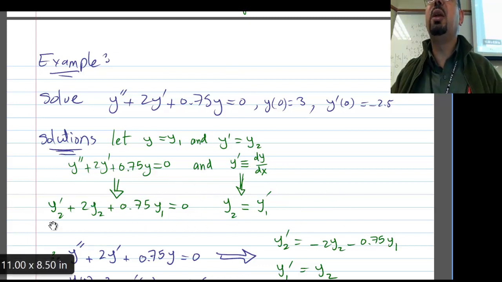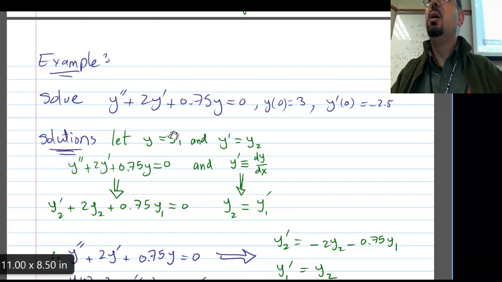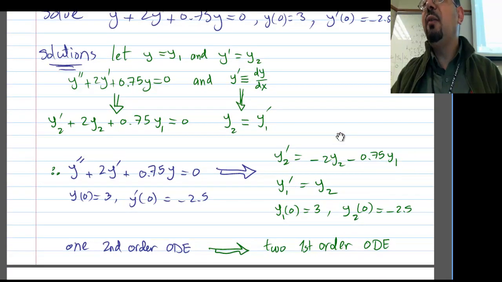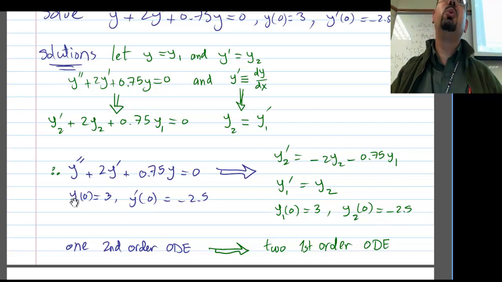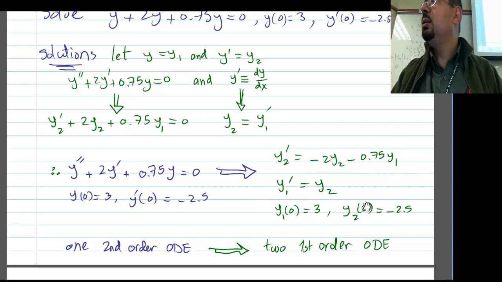This is by substitution, just by saying let's take the highest order, y double prime, and call it something prime. I will call it y2 prime. And then the y is now y1, and by definition, since y prime is dy by dx, y prime is y2, then y2 is basically y1 prime. Right? So now you have those 2 equations, and look at the boundary conditions. The boundary conditions were for y and y prime. Now the boundary conditions are for y1 and y2. So this is basically a system of ordinary first order differential equations.